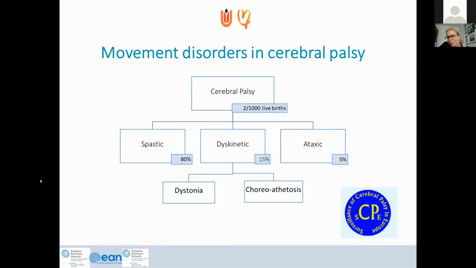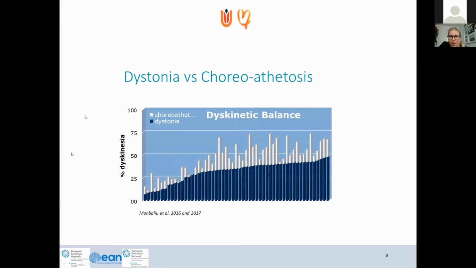In cerebral palsy, we also divide the dyskinetic form even further into dystonia and choreoathetosis. This is a figure made by a colleague from Leuven, Eligas Montbalieu. In this figure, he shows patients with dyskinetic cerebral palsy, and each bar represents one patient. In dark blue, you can see the part of dystonia in one patient, and in white, the part of choreoathetosis. What you can see is that both frequently occur simultaneously in the same patient. However, dystonia is mostly the most dominant feature for these patients.